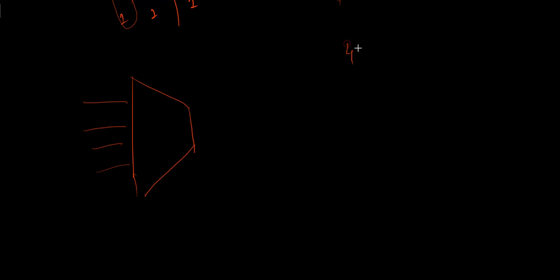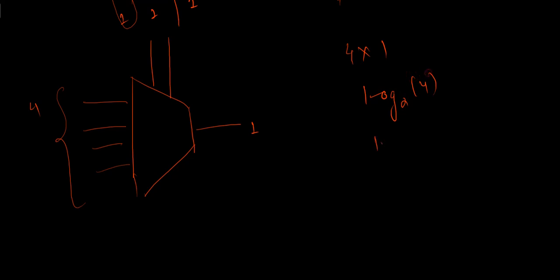Now let's see how it is different from a 4 cross 1 mux. A 4 cross 1 mux, as the name says, has 4 cross 1, that means the output is 1 with 4 inputs. If there are 4 inputs, how many select lines will there be? We can easily calculate it as log 2 base 4. Log 2 base 4 is nothing but log 2 base 2 squared. Using the property of logs, the 2 comes over here, and log 2 base 2 is nothing but 1. So the answer is 2.